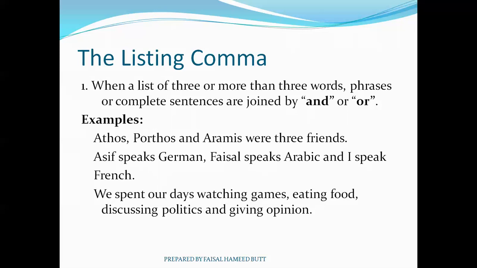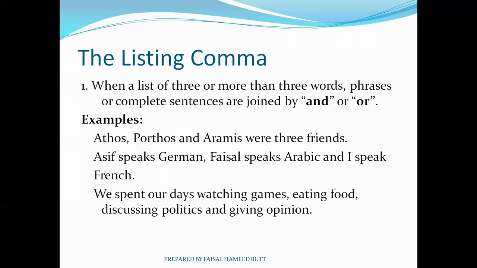Okay, now the second example. Here we have short sentences. There are three people and we are talking about how they speak different languages. So there is relevance, and we can call it a list. Asif speaks German, Faisal speaks Arabic, and I speak French. So there is a comma between the first two sentences, and between the second and third, there is and.